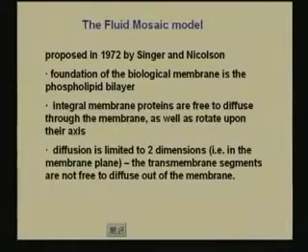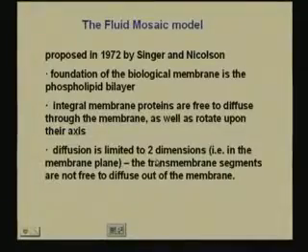So what is the fluid mosaic model? The basic thing is the phospholipid bilayer. The integral membrane proteins are free to diffuse through the membrane, and they can rotate about their axis. You have the lipid bilayer, you have the hydrocarbon chains sticking out, and you have the integral membrane protein that can rotate, because all the surface is hydrophobic in nature. So, it will have a constant favorable interaction. Then the diffusion that you have is limited to 2 dimensions. The transmembrane segments do not flip flop; they remain as they are once they are embedded.